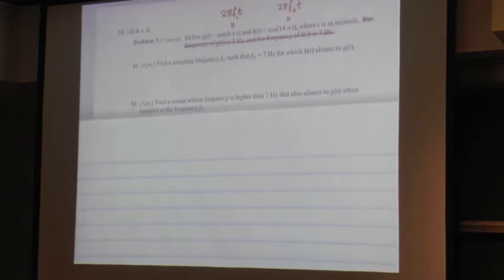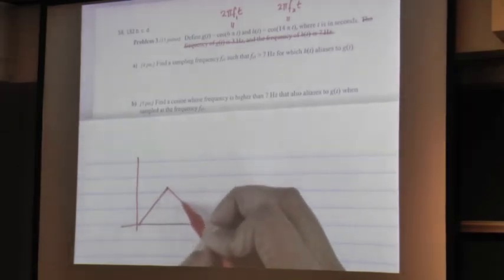So this question starts off with the hard question right away. Find a sampling frequency, fs1, such that it is greater than 7 hertz, but h of t aliases to g of t. Okay, so it's a pretty hard question. What I would do, even without doing anything else, is draw my picture, my sawtooth, to at least anchor me, so that I have something down.